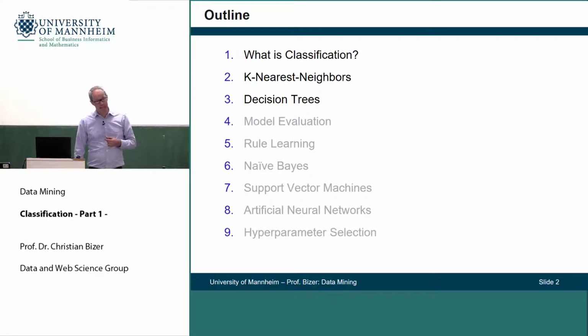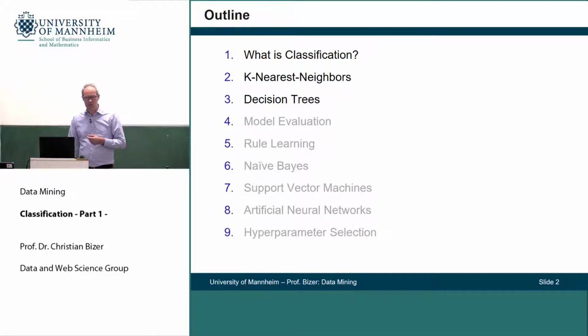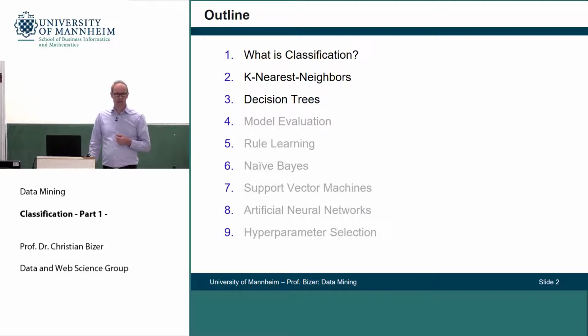Then the last lecture looks at naive Bayes, which is a probabilistic classification technique. Afterwards, at support vector machines and artificial neural networks, which are some a bit more advanced classification techniques. And we will finish with looking at hyperparameter selection.